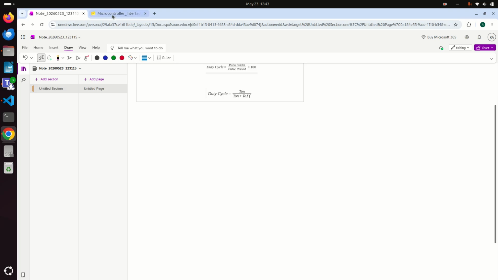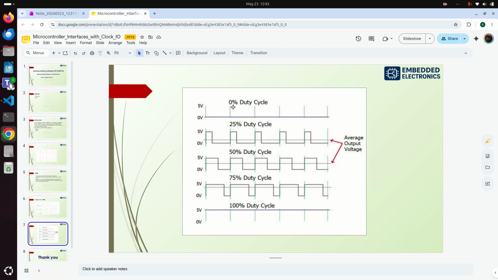So in duty cycle we have many, like 0% duty cycle, 25% duty cycle. Here what it means is 25% on period and 75% off period. Here 50% on period, 50% off period. Similarly here, 75% on period and 25% off period, and this is the 100% duty cycle.